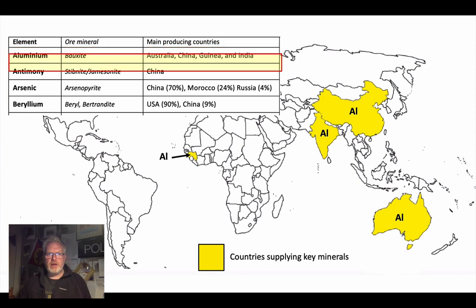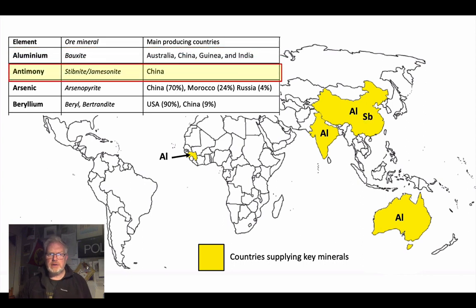If we look at the second one then, antimony. Antimony we almost entirely get from China. So there we've already shaded it in, but we can label up SB, which is the chemical symbol for antimony, onto China.